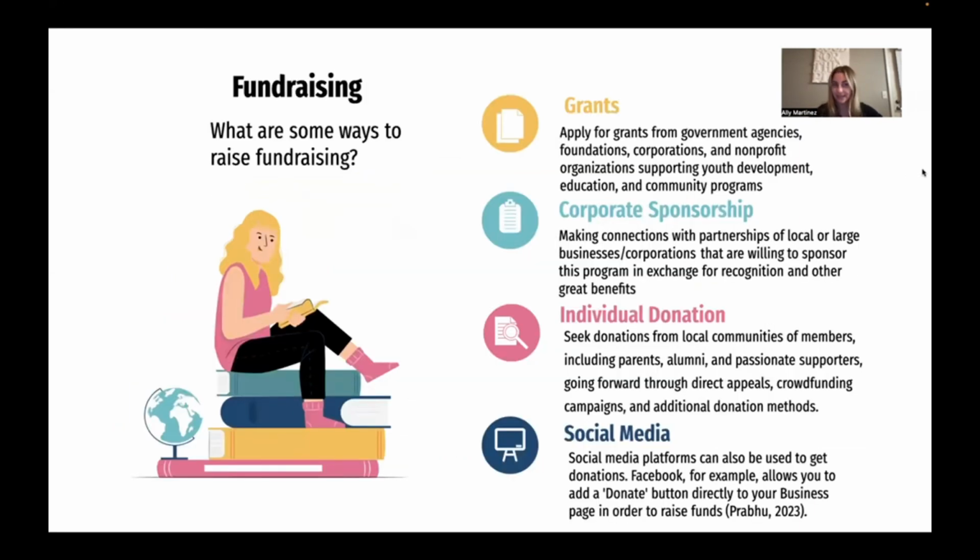And then lastly, we will get into fundraising. So what are some ways to fundraise? And this could be grants, corporate sponsorships, individual donations, and then social media.